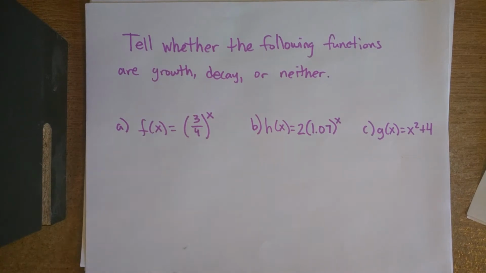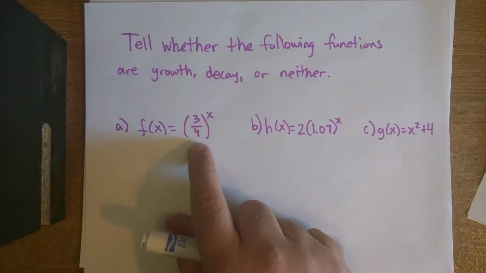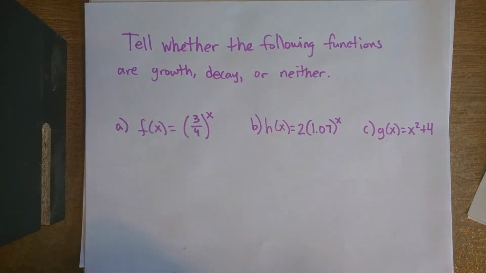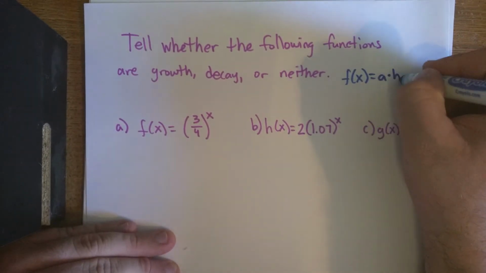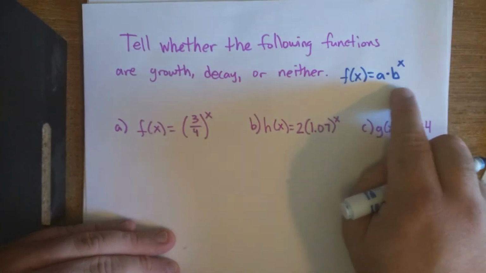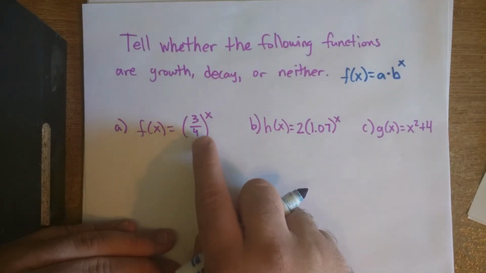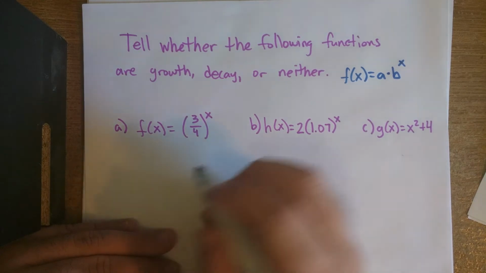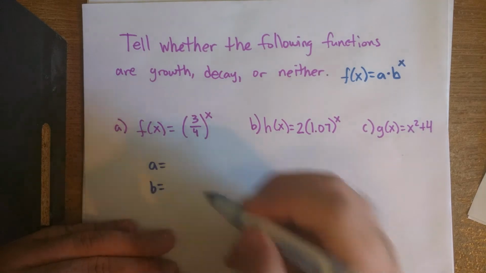Okay, so we're going to tell whether the following functions are exponential growth, exponential decay, or neither of them. So let's look at part A. We have f of x equals 3/4 to the power of x. Just keep in mind that an exponential function, like we just saw in the last paper, is a times b to the x. Well, we do have an x in the exponent, so this has to be growth or decay. It all depends on what your b is.